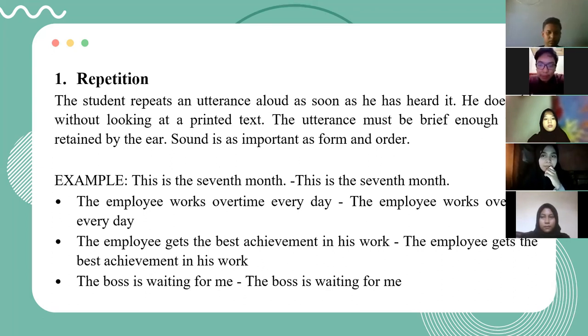The employee works overtime every day. The employee works overtime every day. Nice. The next example, the employee gets the best achievement in his work. The employee gets the best achievement in his work. Nice. The last one, the boss is waiting for me. The boss is waiting for me. Nice. That is what we call repetition. So you repeat what I say.